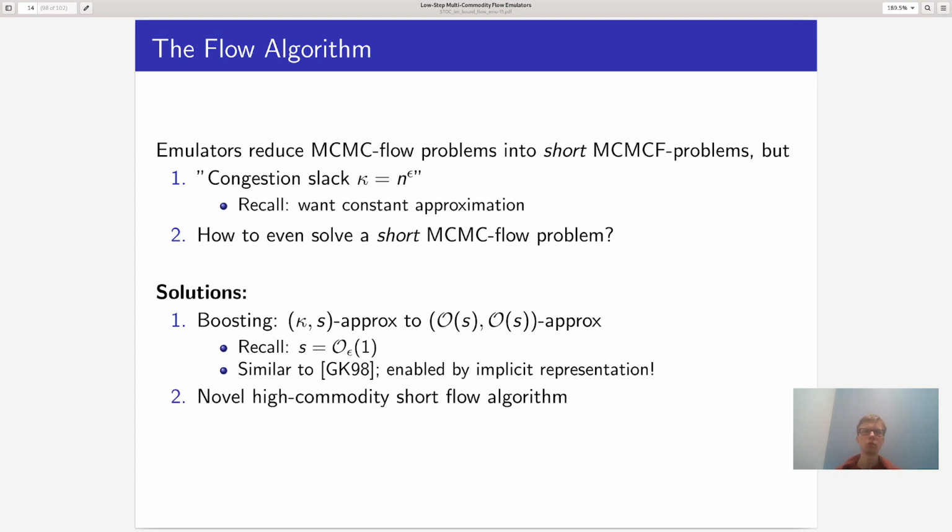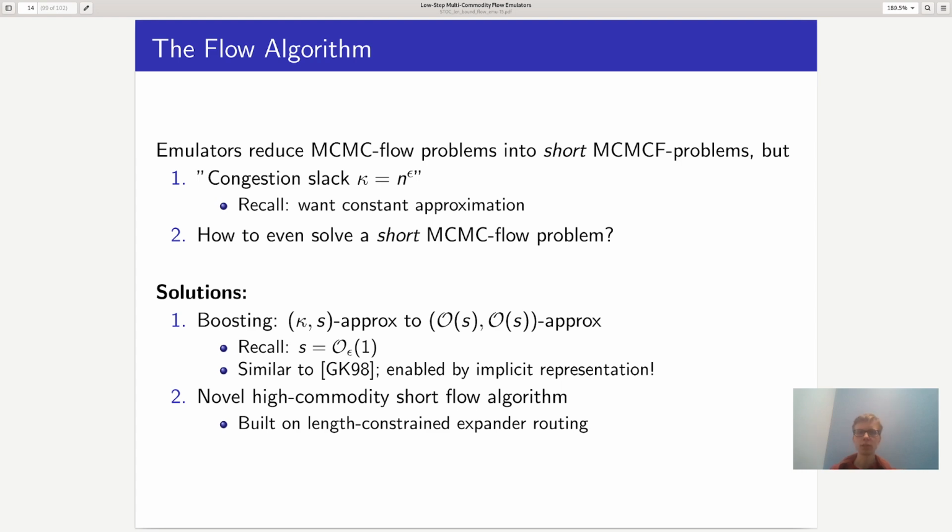Then, to solve the short mean-cost multi-commodity flow problem on top of the emulator, we give a high-commodity short flow algorithm. What this high-commodity means here is that there's no runtime dependency on k. Or, well, the runtime dependency on k is additive instead of multiplicative. So even if you have n-ish commodities, it runs in time n to 1 plus epsilon. The way we achieve this algorithm is by really abusing the hammer of length constraint expander routing and length constraint expander decompositions.